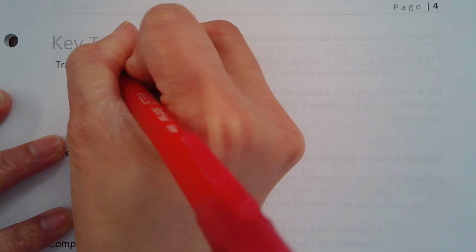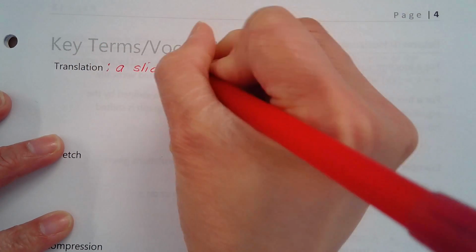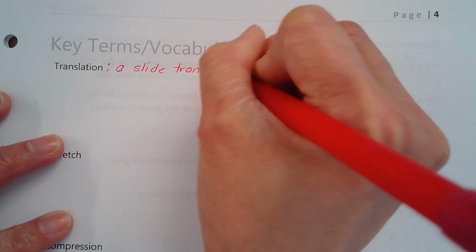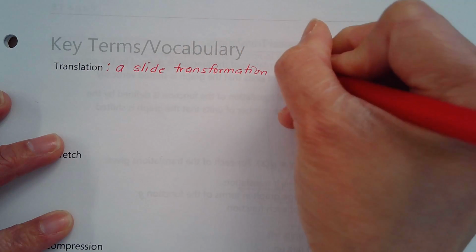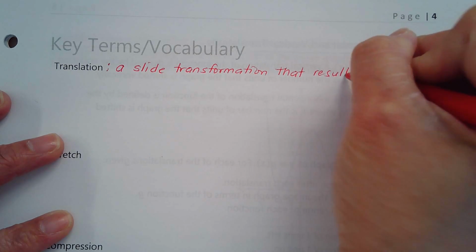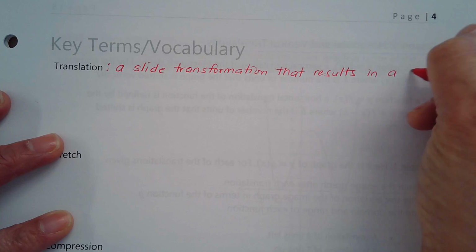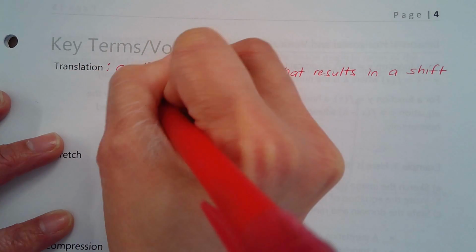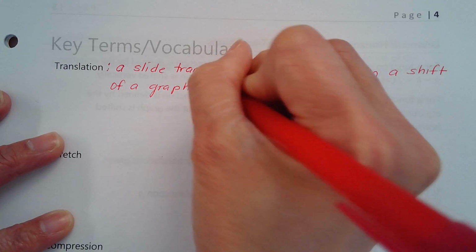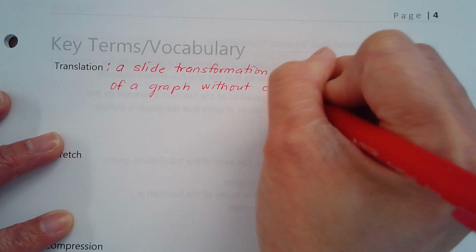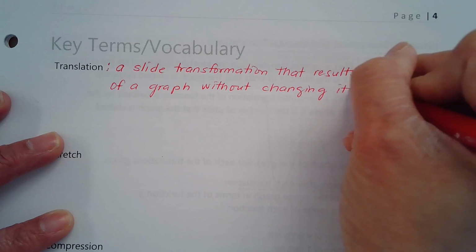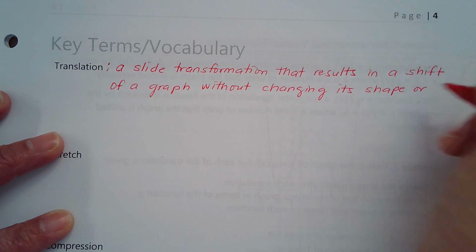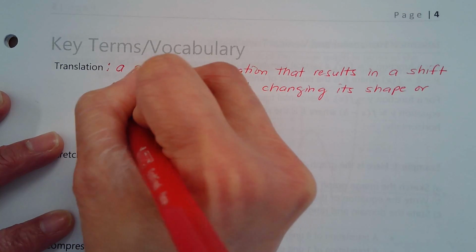So the word translation means a slide transformation that results in a shift of a graph without changing its shape or orientation.